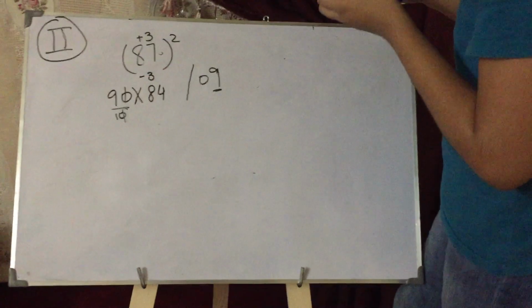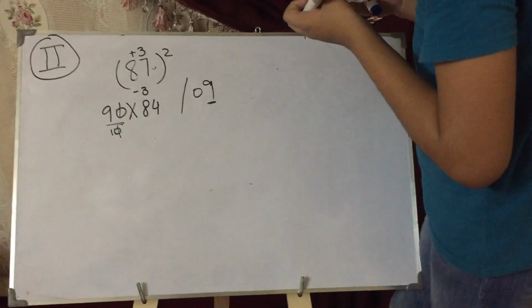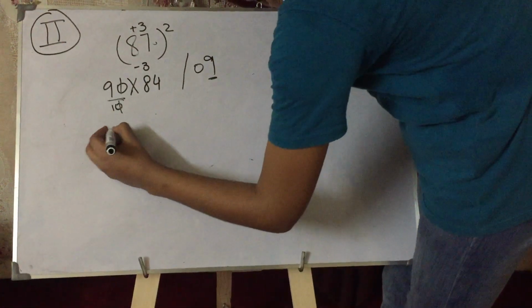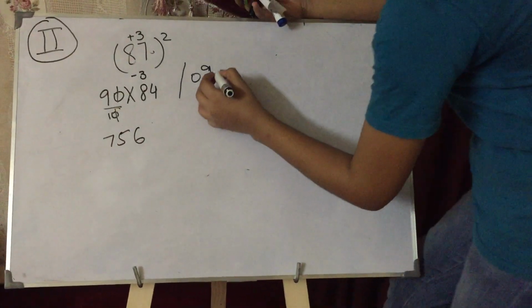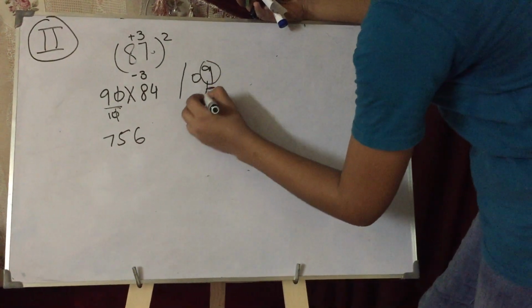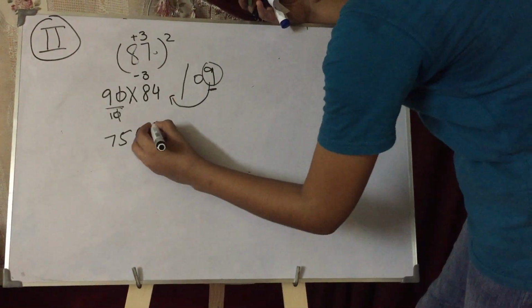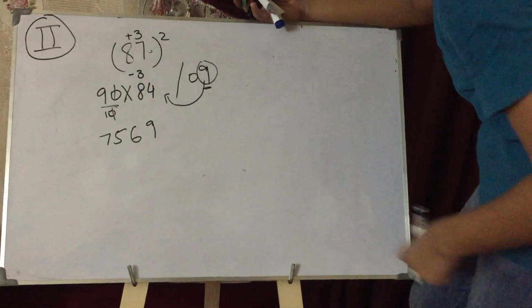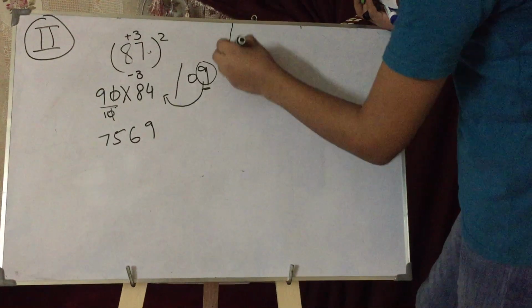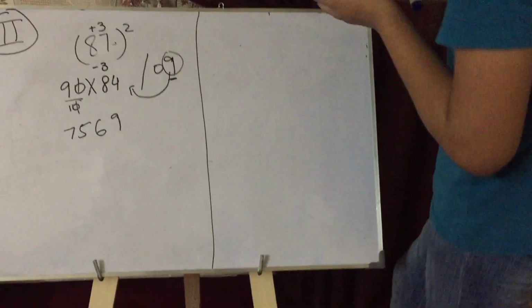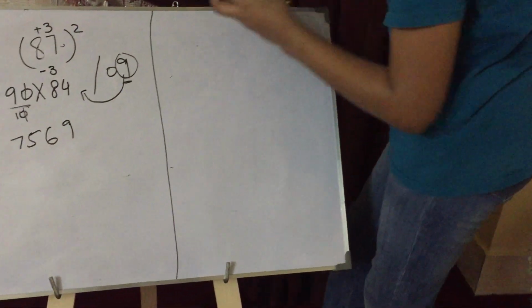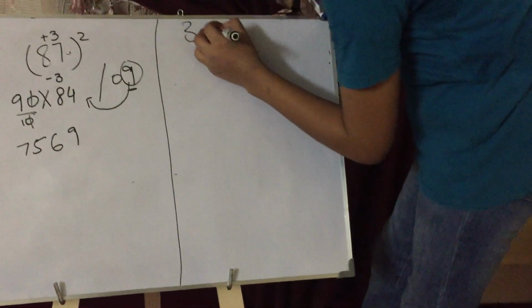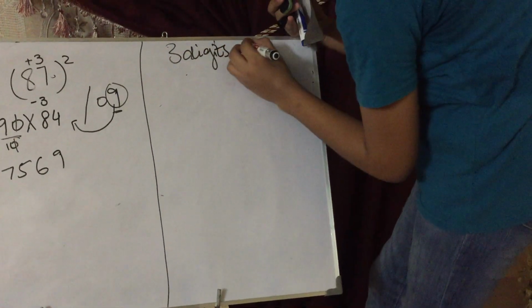So 84 nines are 756. 756. And then the 9 here would be carried in with this number: 7569. Did you get it? If you did not get it, don't be tense. Now you would do it with 2 digits and 3 digits numbers. 3-digit squares.